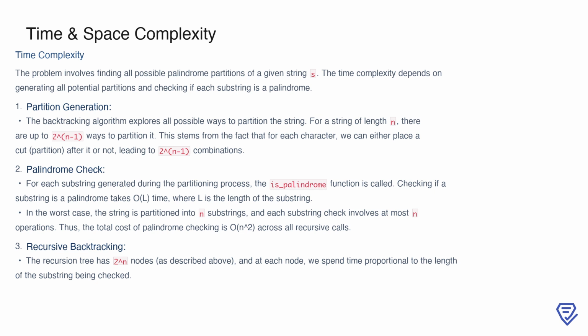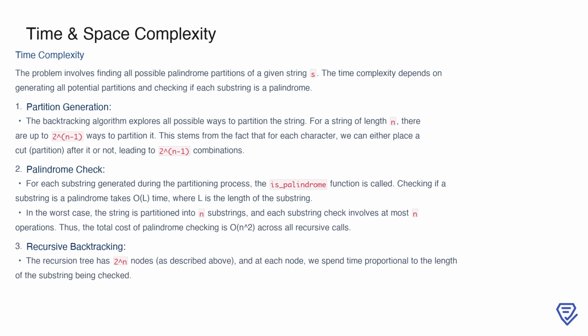Next, for each partition generated, we need to check if the substrings within it are palindromes. Checking whether a substring is a palindrome involves comparing characters, which takes O(L) time for a substring of length L. In the worst case, the string is partitioned into n substrings, and each palindrome check involves up to n operations. This means the total cost of palindrome checking across all recursive calls is O(n²).